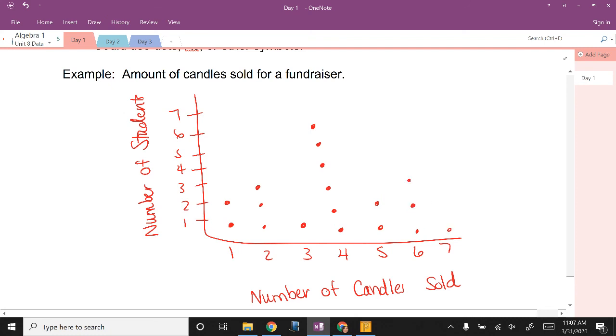And that's just an example of a dot plot. You can find the range of the number of candles sold. You can find the average number of candles sold, because you would have 1, 1, 2, 2, 2, 3, 4, 4, 4, 4, 4, 4, 5, 5, 6, 6, 6, and a 7. You could list out your data that way from the dot plot, and that could help you find things like your mean, median, mode, and range.